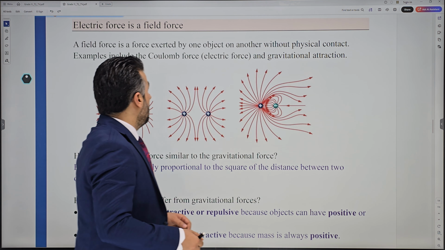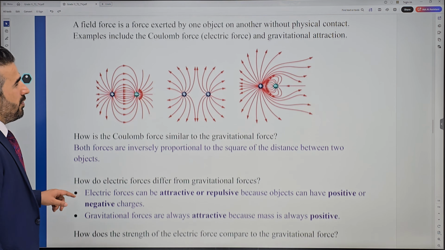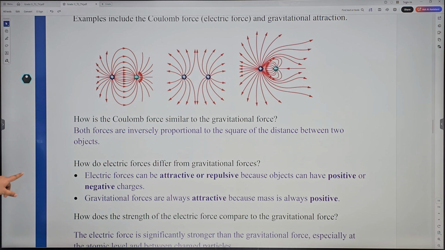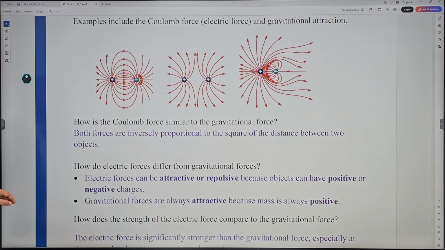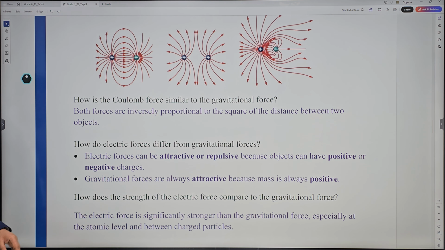All right. So we can say a field force is a force that is exerted by one object on another without a physical contact. Examples include Coulomb's force, which is electric force, and gravitational attraction. Gravitational attraction is also a field force.